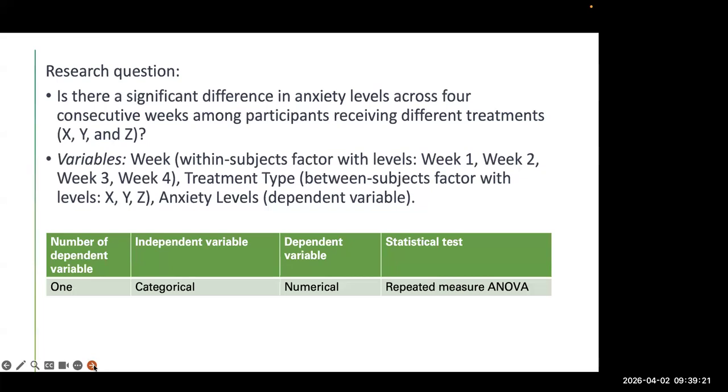So if you repeat more than one time, that one is repeated measure ANOVA. So week 1, week 2, week 3, or 4. Treatment type, either treatment X, Y, and Z, and then anxiety level, which is your dependent. I only have one outcome, which is the anxiety level, but at different timing. So this is a repeated measure ANOVA. This is usually for those students who will do an experimental or intervention study. You want to see the difference between the time, and so on.